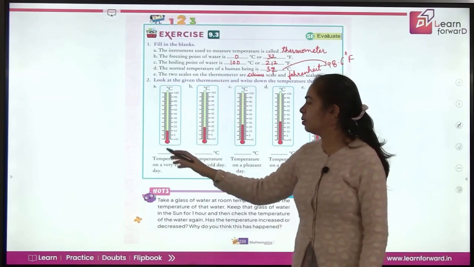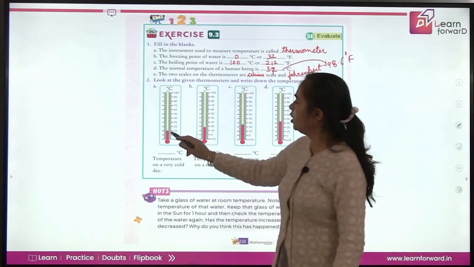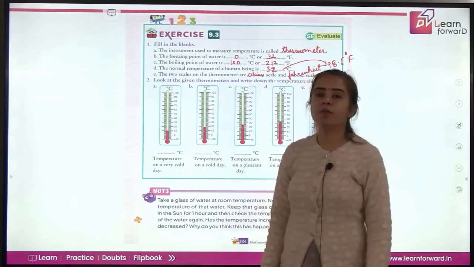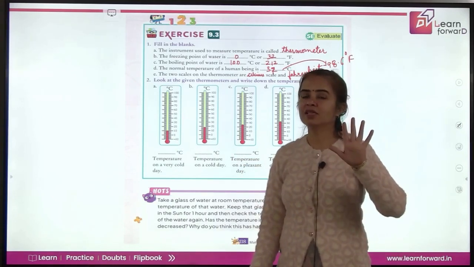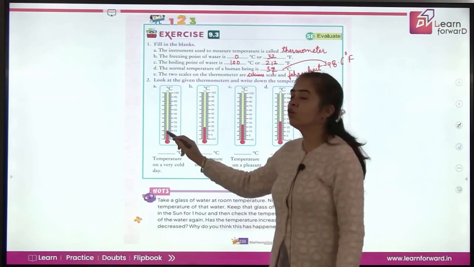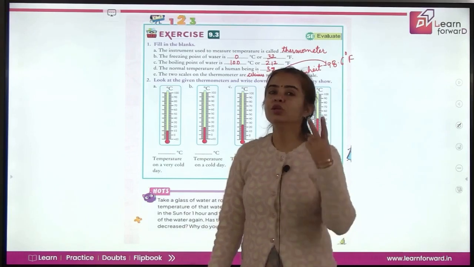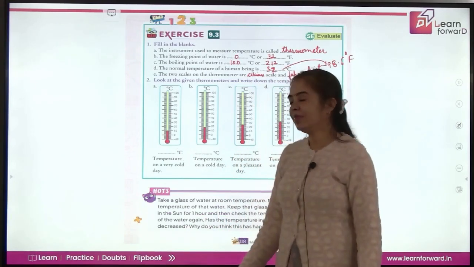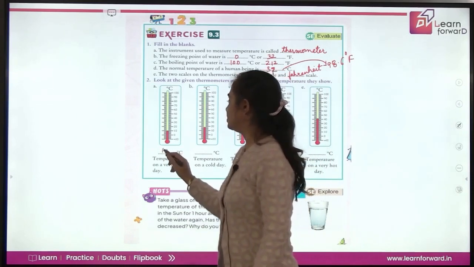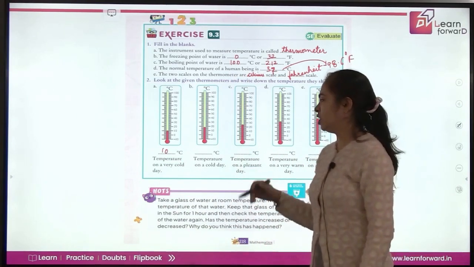This is the temperature on a very cold day. So what do you see between two numbers 0 to 10? How many markings are there? Come on, check in your books. Total 5 markings are there. That means from 0 to 10, each small mark shows how many degrees? 2 degrees. So what is the temperature shown by this? Exactly 10 degrees centigrade, because the temperature is shown on a very cold day.